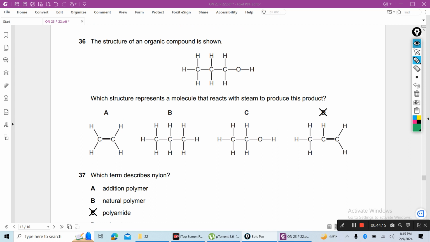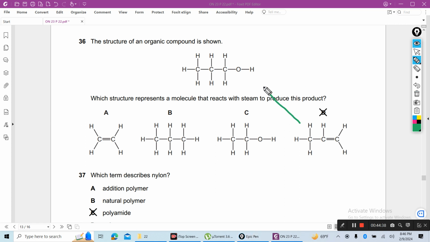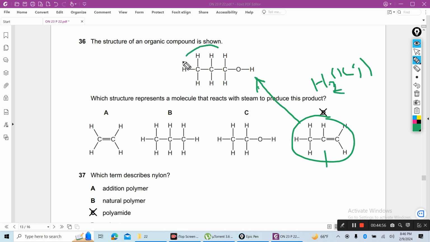Next, this is the structure of an organic compound: 1 2 3 carbon alcohol, and this name is propan-1-ol. Now, which structure represents a molecule that reacts with steam to produce this product? This means propene to propanol is produced. You know, alkene reacts with steam, steam means water gas, to produce alcohol. So propene reacts with steam to produce propan-1-ol.